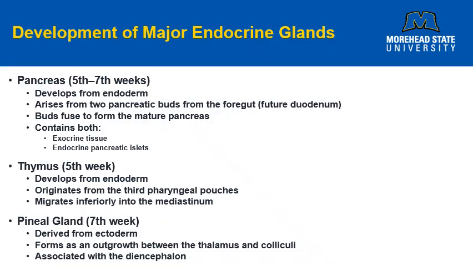Now, at that 5-week time point, the thymus also starts to develop, and this one again develops from the endoderm. It originates from the third pharyngeal pouch, and it migrates into the mediastinum.